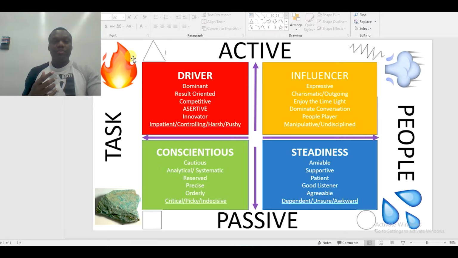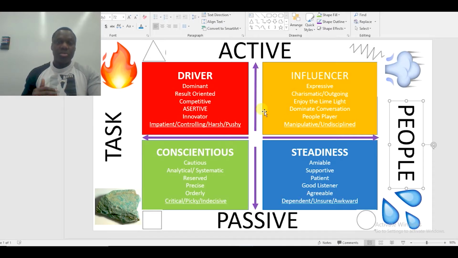All right, another thing to keep in mind with this chart is that this side of the chart is for people who are task oriented. These types of people are motivated by people. They're people oriented, all right? On the other axis, these people are very active, and these ones are passive. So this is how the chart works.